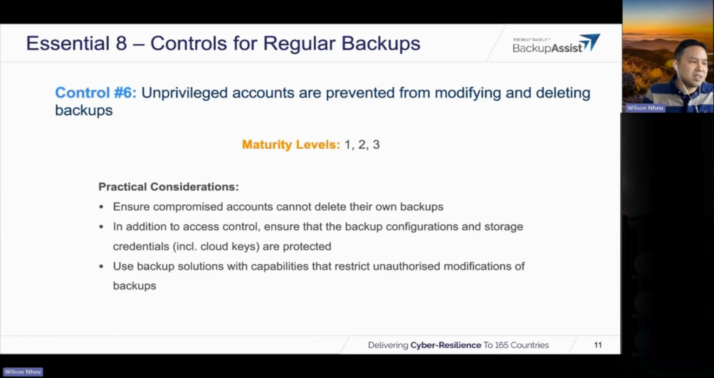The last point there is that you should also consider using backup solutions that have capabilities to restrict unauthorized modification of backups. There are some solutions out there that specifically block access to backups by anything other than the backup software itself. Okay, so that's the last control for maturity level 1.